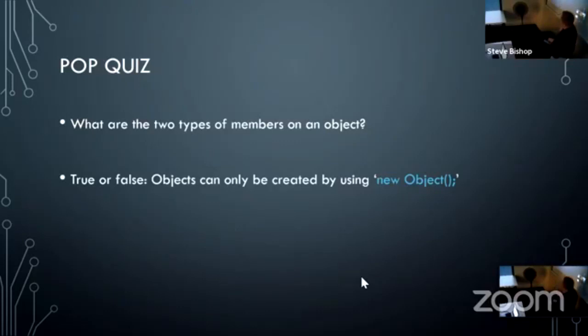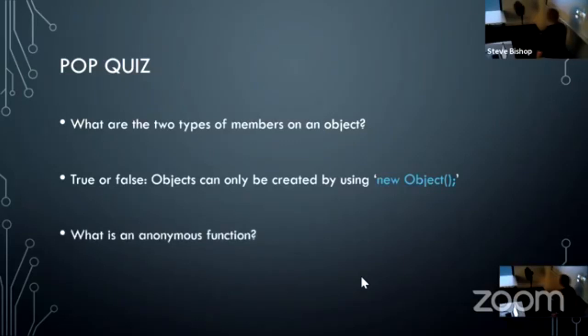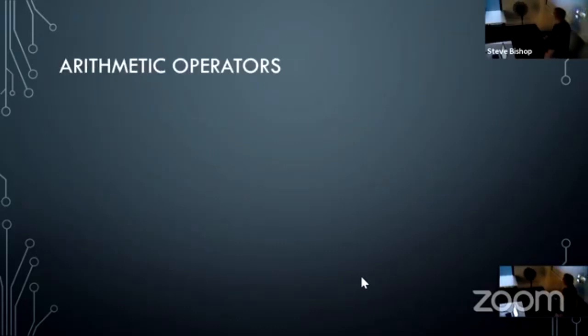Objects can only be created by using an object. That is false. There are other ways to create an object. What is an anonymous function? No name. We don't need it. We're assigning a function to a property, essentially. It's called a method.